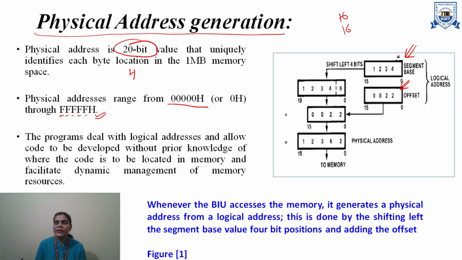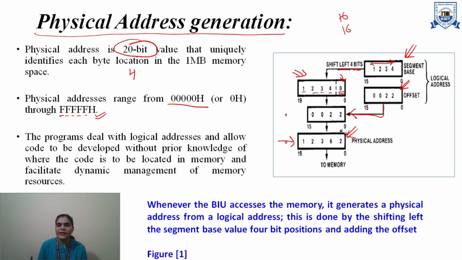Now we will convert this logical address into a 20-bit physical address. To do this, first we will shift the segment base address to the left by 4 bits: 1, 2, 3, 4. And then we will add a 0. We will do a shift operation here. Now, the offset will be added to this shifted result. So we will add the offset to this address. Now we will have a 20-bit physical address.